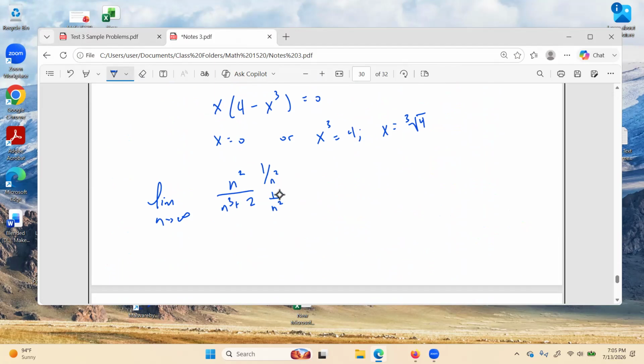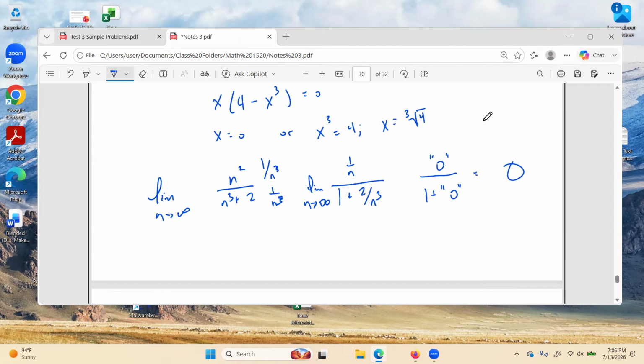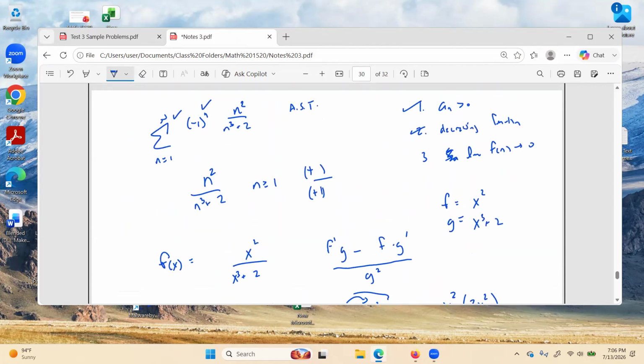Actually, we could multiply everybody by 1 over n cubed if we really wanted to do it that way. So that might be a better way to go. Let's multiply 1 over n cubed for everybody. So we're going to have 1 over n on the top. We're going to have 1 plus 2 over n cubed. We still have our limit as n goes off to infinity. Okay, and if I plug in my infinity here, we have 1 plus, I'll put the zero in quotes, because 2 over n cubed as n goes off to infinity is going to go to zero. And then we have zero up on the top. So that actually does go to zero. So we're okay with saying that the limit as n goes off to infinity is zero.